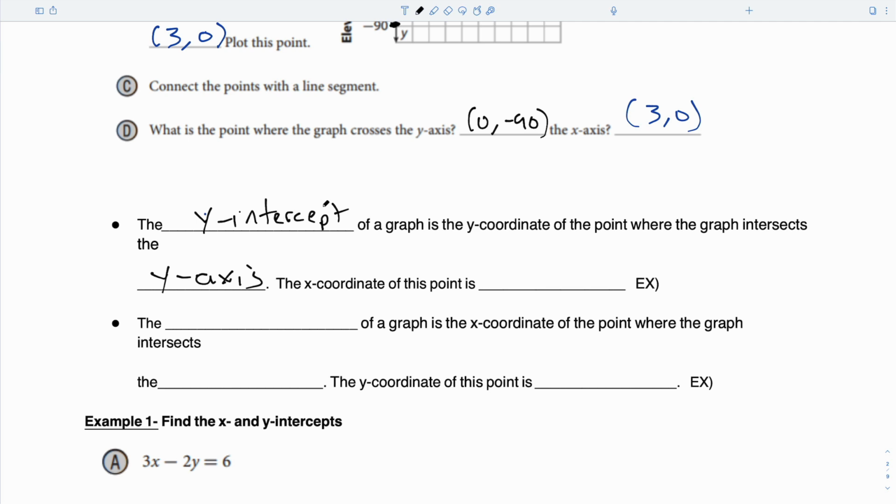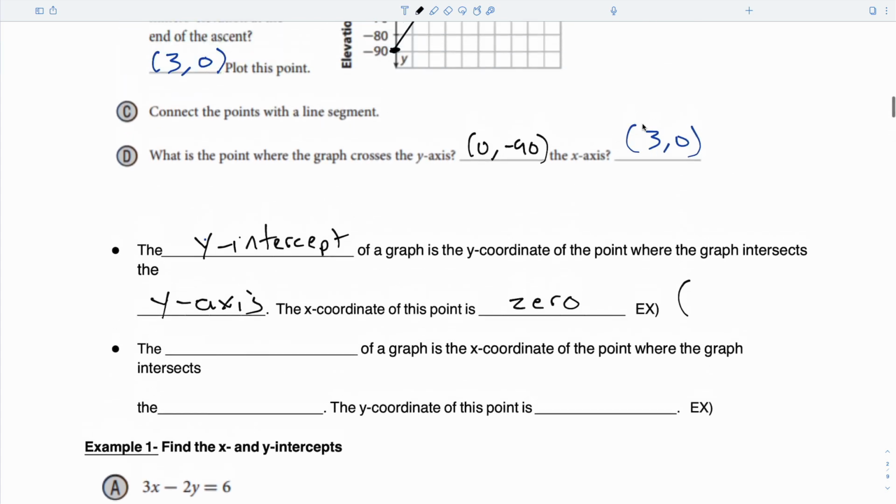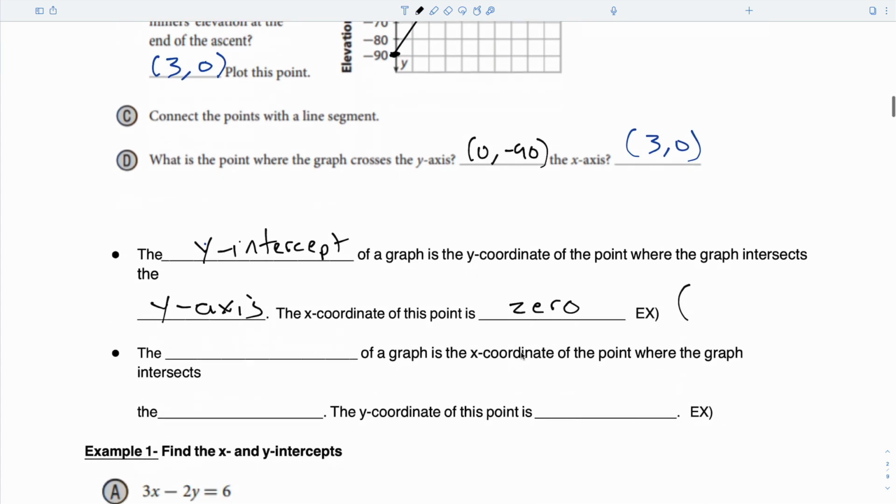The x-coordinate of this point is always going to be 0. So an example of that is what you just found up here. The x-coordinate was 0 for the first part. It is 0, negative 90. That was your example you just saw.